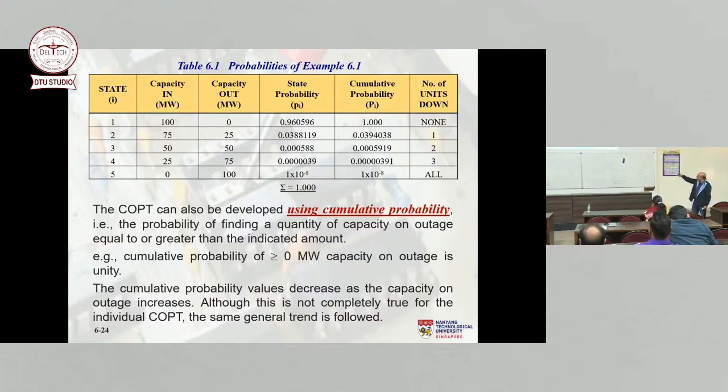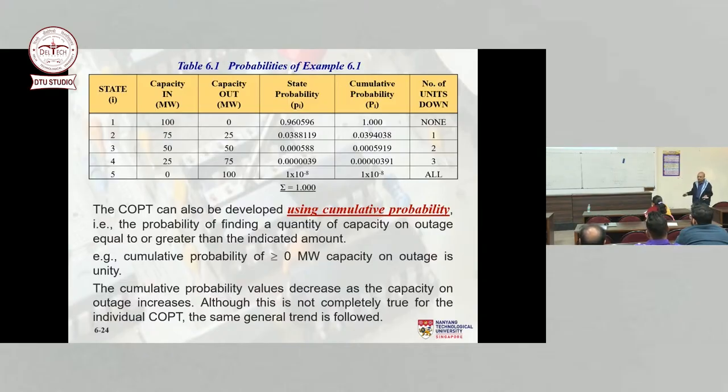And then you can go down this table. 1 minus 0.96 will give you this value. Okay, I'm just telling you how you can arrive at the cumulative probabilities. The first one will always be 1. The second one will be 1 minus this value. The third one will be this minus this value. The fourth one will be this minus this. Fifth one will be this minus this, until you get to the last value, which will be the same as this. Okay? So we can derive the cumulative probabilities from the state probabilities.